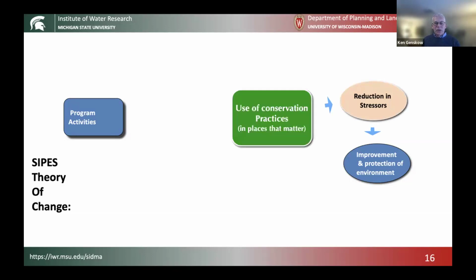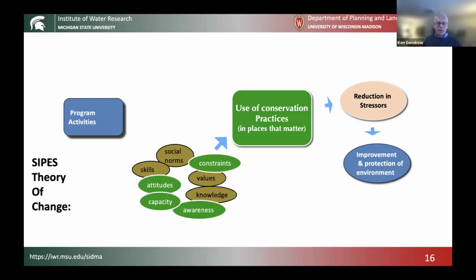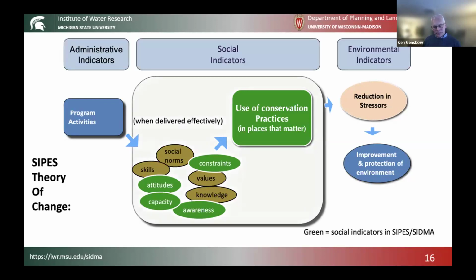Reduction in stressors relies on the use of conservation practices across these areas that we've talked about as critical landscapes. And we know that the use of conservation practices, the decision to adopt a practice, to try something or not, depends on a big bundle of different factors that we draw from theory about behavior change. These include things like those social norms, someone's skills, their values and knowledge, attitudes towards something, capacity, awareness, and constraints. And then ultimately, the program activities are trying to influence that bundle of factors for key individuals, assuming that these are delivered effectively. And that is what we're talking about with social indicators.